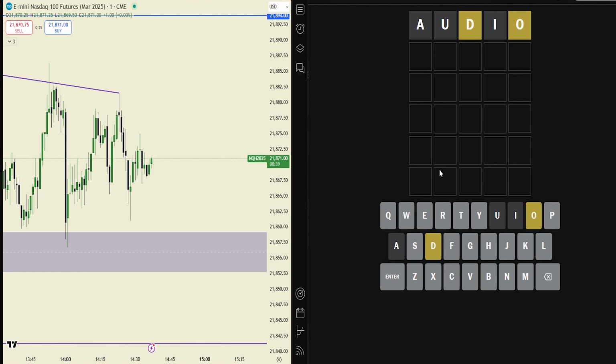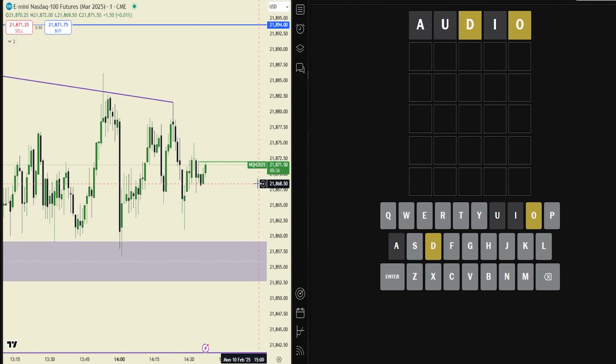Is this typical price action for No News Monday? Yes, Ursula. This is pretty typical, I'd say.